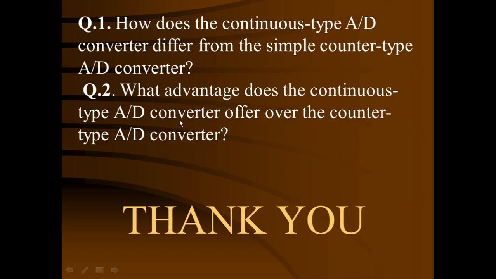What advantage does the continuous type A to D converter offer over a counter type A to D converter? The conversion time is faster. So it converts a very fast analog signal into a digital signal. It takes less time, and because the conversion time is faster, it can track an input signal whose response time is very small.